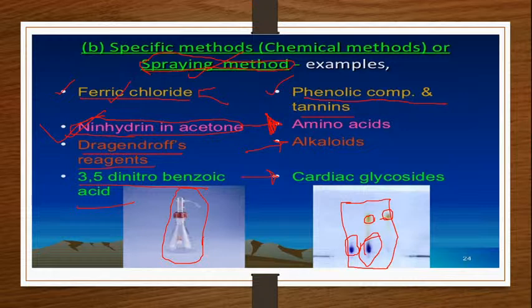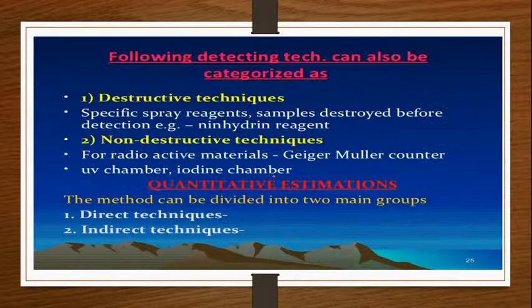In this method you just have to spray certain chemical compositions or chemical solutions onto the chromatogram. It may be a paper chromatogram or a thin layer chromatogram. The combinations are like this. For detection of phenolic compounds and tannins, you can employ ferric chloride solutions. For determination of amino acids, you can go for ninhydrin and acetone solution. For alkaloids, Dragendorff's reagent, and for cardiac glycosides, 3,5-dinitrobenzoic acid can be effectively employed.